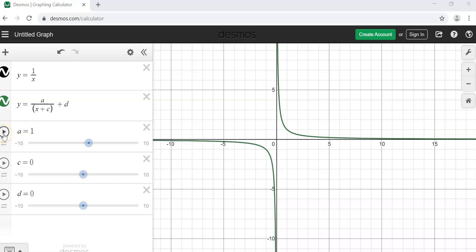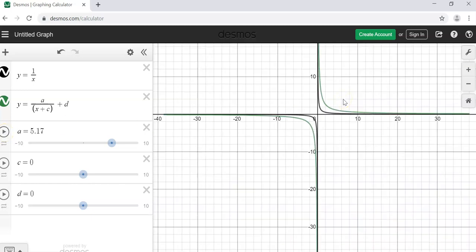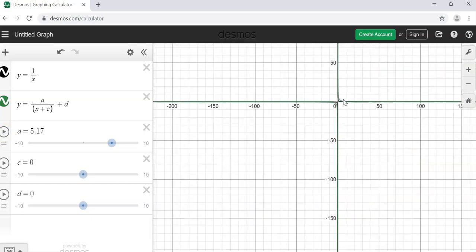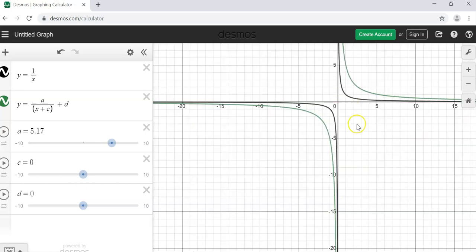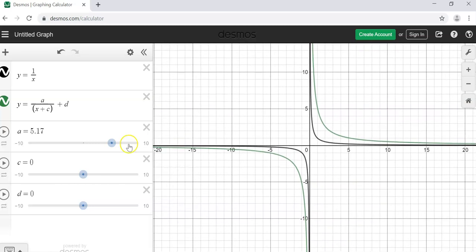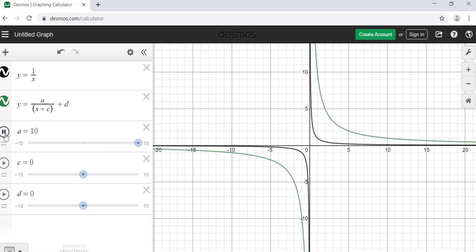So if I press this play button here, this is going to increase this value of A, and we can start to see what happens as this value of A increases. So as we saw before in the previous example, this starts to go further and further out from the axes. So this becomes wider and wider. This does not change, and I'll zoom this out to prove it, the position of our vertical and horizontal asymptotes. So it's still going to be approaching the x and the y axis. The only difference is that it's gotten a little wider from that origin. So that's our dilation factor when A is greater than 1.